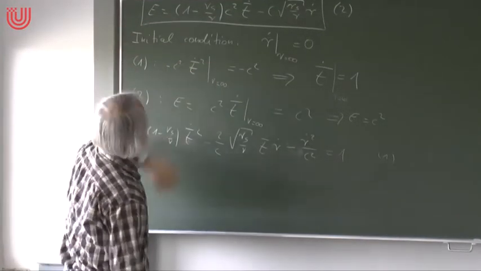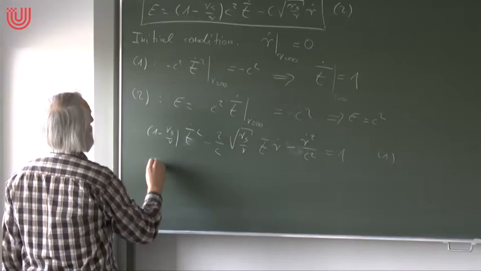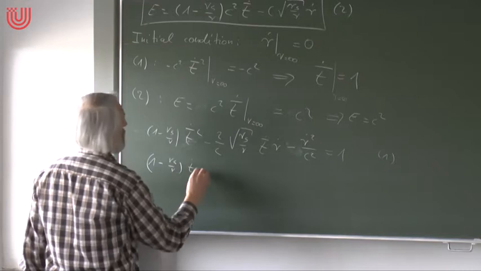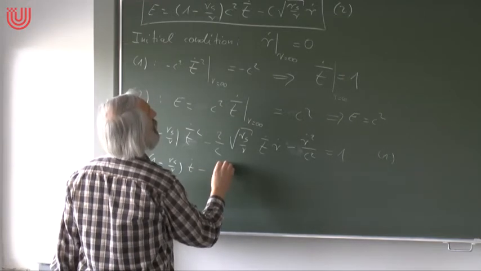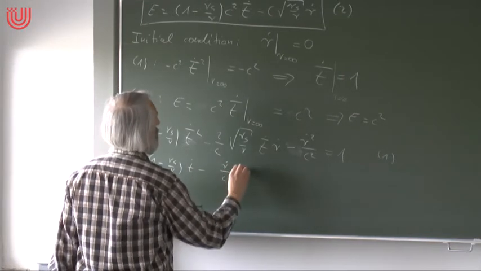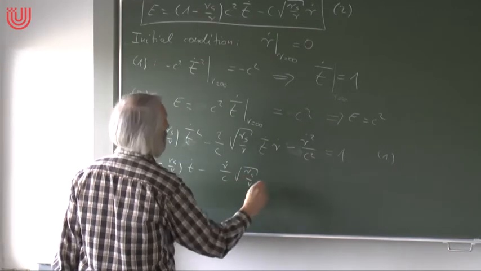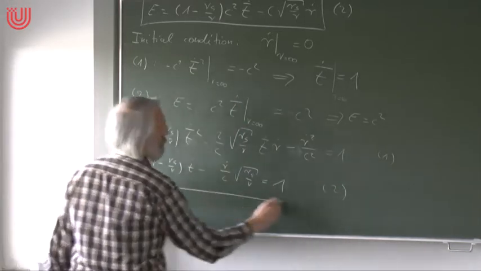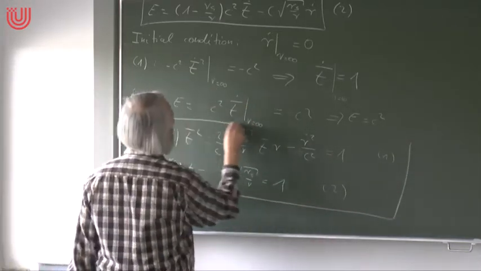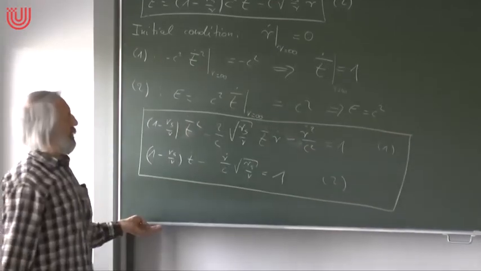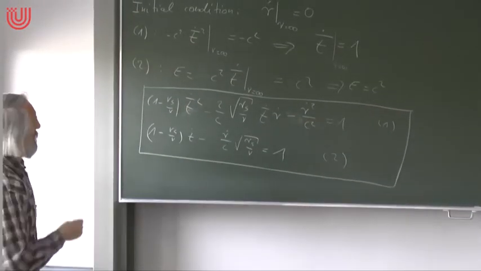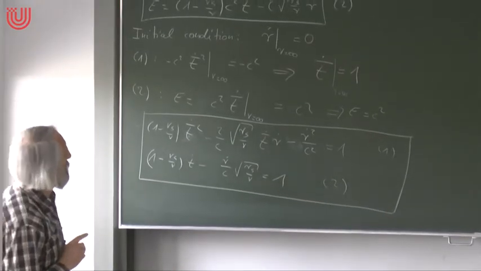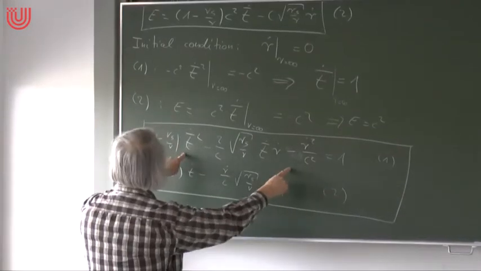So I can again divide by c squared. Then I get 1 minus rs over r t bar dot minus r dot over c root rs over r is equal to 1. That's equation 2. So that's the system of equations I have to solve for t bar dot and r dot. Now let me see how I do this. There was a trick. There's a square somewhere hidden. Here's a square hidden, right?